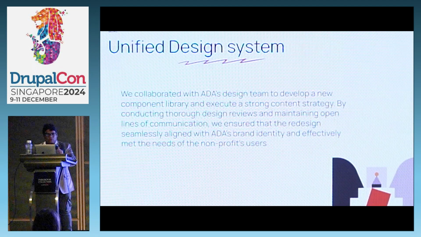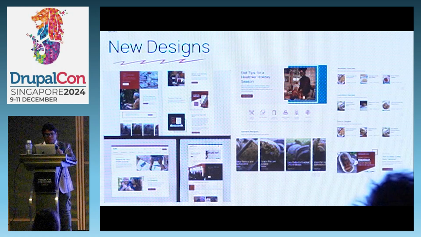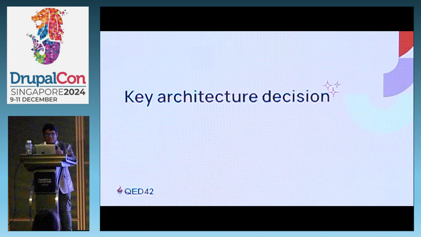So first we started with unifying the design system. ADA hired its own design team, and we collaborated with them to define what the new design system would look like, and what the design language of the platform and the brand would be. Then we created new designs, which we can see. After those designs, we started taking a few key architectural decisions. So now we will talk about them.